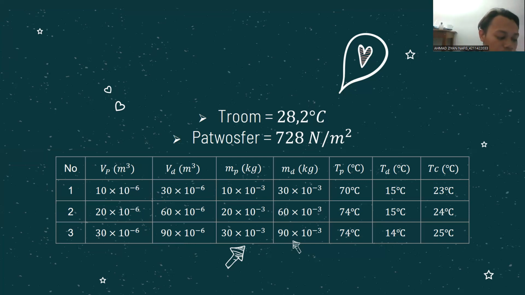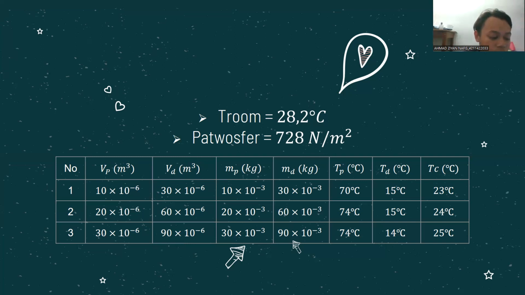with a volume of hot water 30 times 10 power of minus 6, 90 with a volume of cold water 90 times 10 power of minus 6, with a mass of hot water 30 times 10 power of minus 3 and a mass of cold water 90 times 10 power of minus 3.